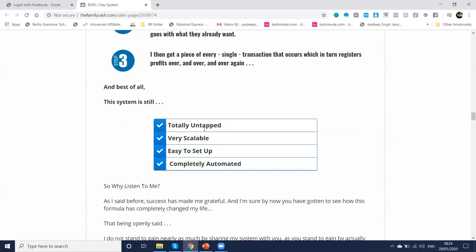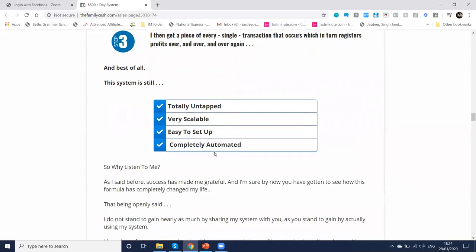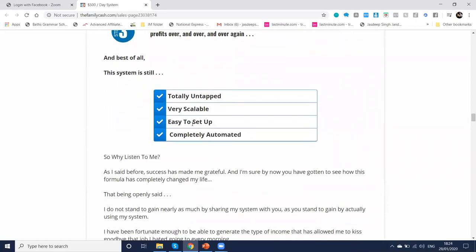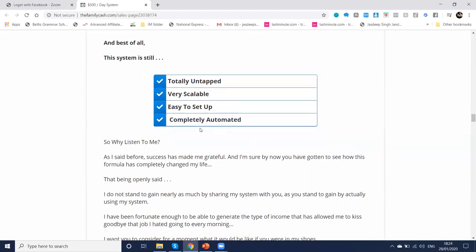And one of the biggest objections, along with price, along with not having the money, is people may fear that it may be a little bit complicated or complex to set up. So always try and remove those objections. And we've done that here. We're telling them it's easy to set up and it's completely automated. So we're reassuring and we're removing those objections.